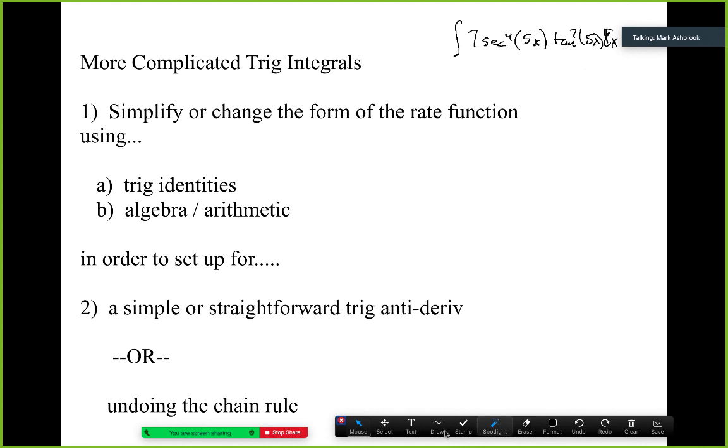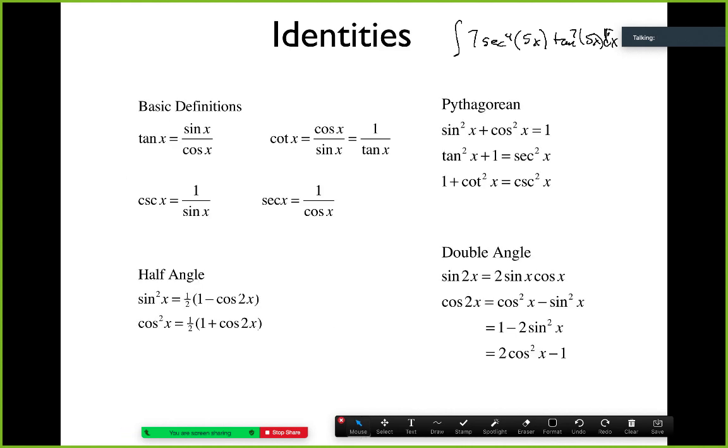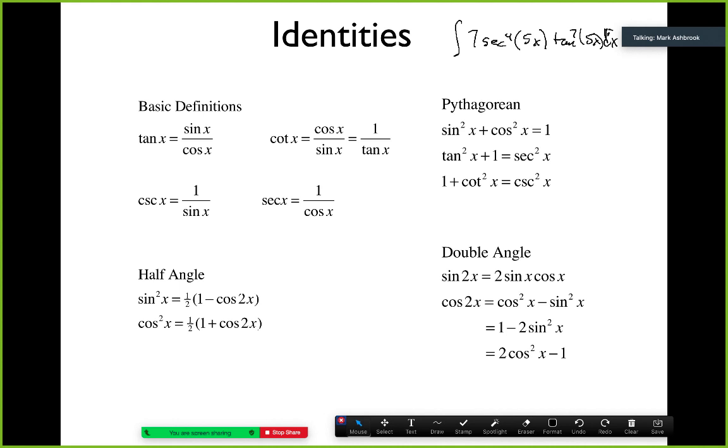Okay, so that being said, let's write down, we need to know our derivatives, right? Those are identities. So sine.